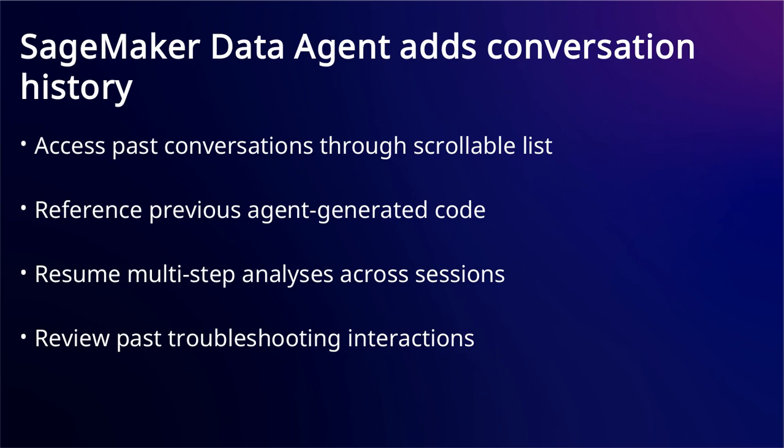You can reference previous agent-generated code without regenerating it, resume multi-step analyses exactly where you stopped, and review past troubleshooting interactions from earlier notebook runs. The feature maintains context across notebooks and query editor workflows, enabling you to work on concurrent projects without rework. Conversation history is available in all AWS regions where SageMaker Data Agent operates.